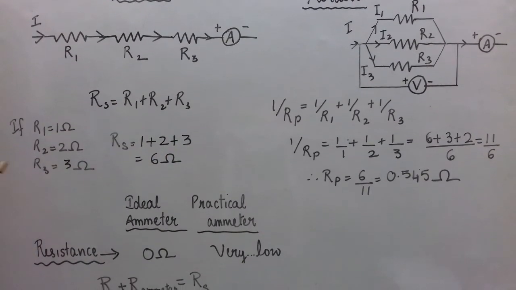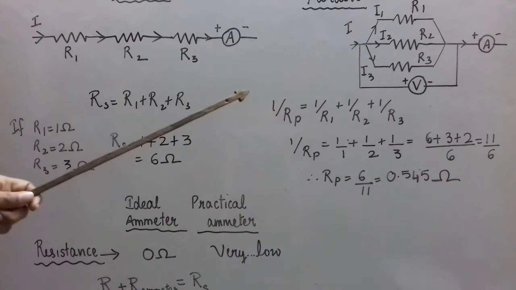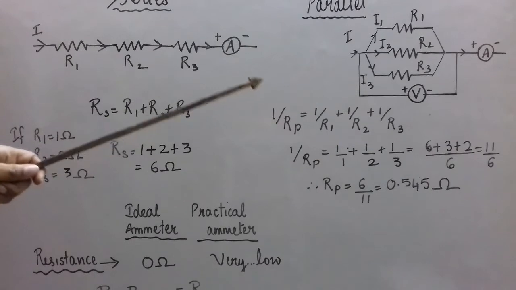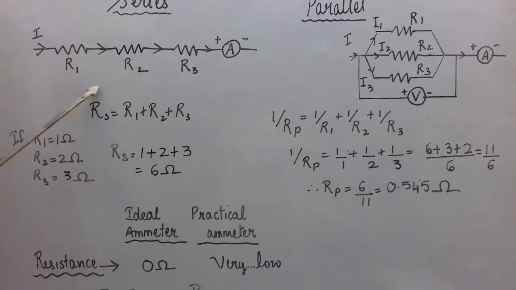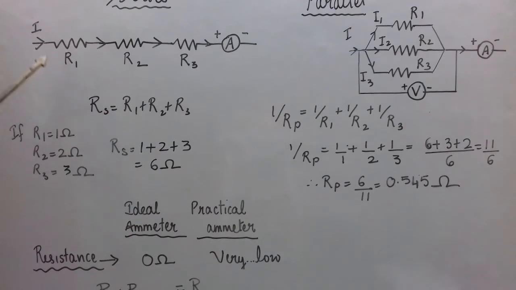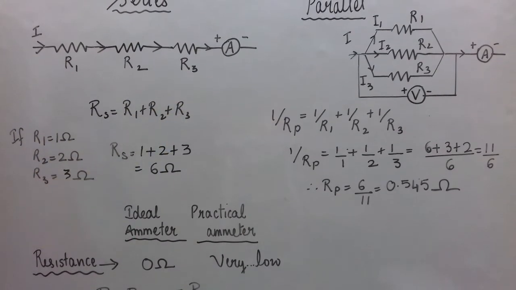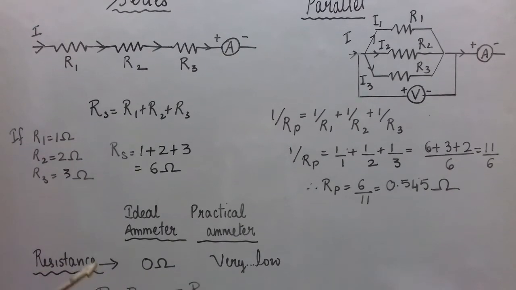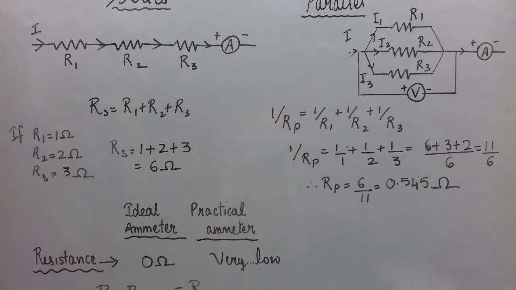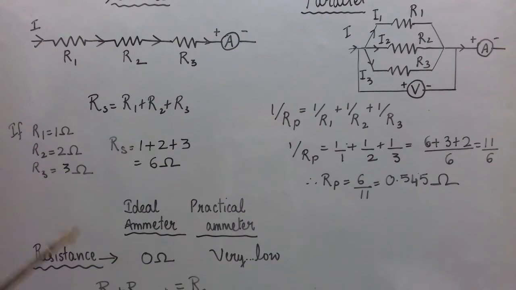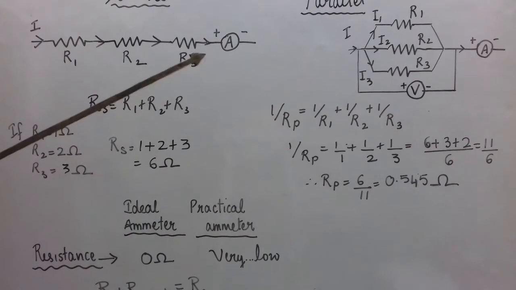Now, the same thing for the voltmeter. When the voltmeter is connected, it is measuring the potential difference across this parallel combination, or when it is connected across R1, it is measuring the potential difference across R1. But if we remove the voltmeter, we are not measuring the potential difference, but it should not affect the working of the circuit. Working of the circuit means it should not affect the effective resistance. It should not affect the total current in the main circuit or in the resistors.